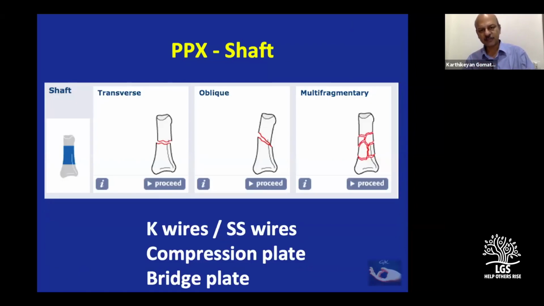Now we come to the shaft fracture. I told you, if it is a transverse fracture without any serrations, we need to fix it. This fixation can be done with K wires, SS wires, compression plate, or if it is a comminuted fracture, bridge plate. Now we have understood that if you want to get compression, you need to use a compression plate. If you want to overcome the area of comminution, you use a bridge plate, or you can use K wires and SS wires too.